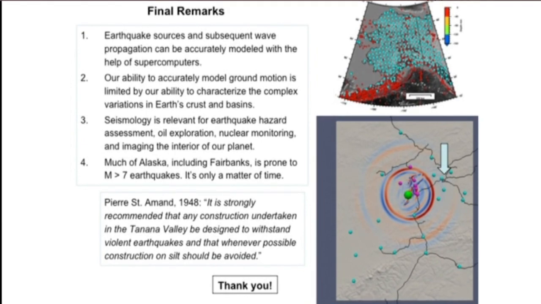Much of Alaska, including Fairbanks, is prone to magnitude greater than 7 earthquakes, and it really is only a matter of time. You won't stop plate tectonics, and you won't be stopping earthquakes. As Pierre Saint-Amand wrote in 1948, it's strongly recommended that any construction undertaken in the Tanana Valley be designed to withstand violent earthquakes, and that whenever possible, construction on silt should be avoided. So even in 1948, there was an idea that we should be cautious and be aware that strong shaking can and will happen here.